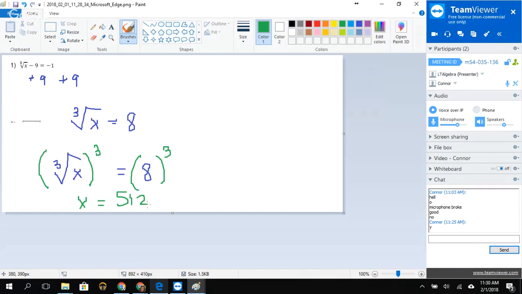Another way that you could think about this is, at this equation, we could rewrite this as x to the 1/3 power equals 8. And then it's the same process. To get rid of the 1/3, you would multiply by 3, and you would end up with x equals 512.